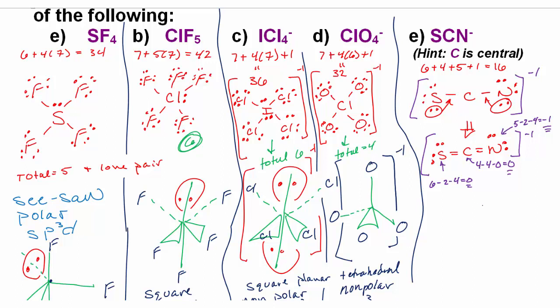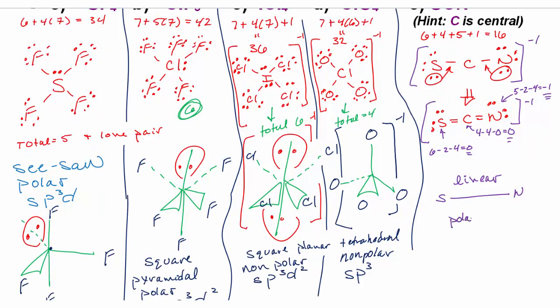So what's our molecular shape? Linear. Right, we have sulfur over here and nitrogen over there. Who would be polar? Because sulfur and nitrogen are not the same element. It's kind of a trick question. And our hybridization for the central atom, the sp.